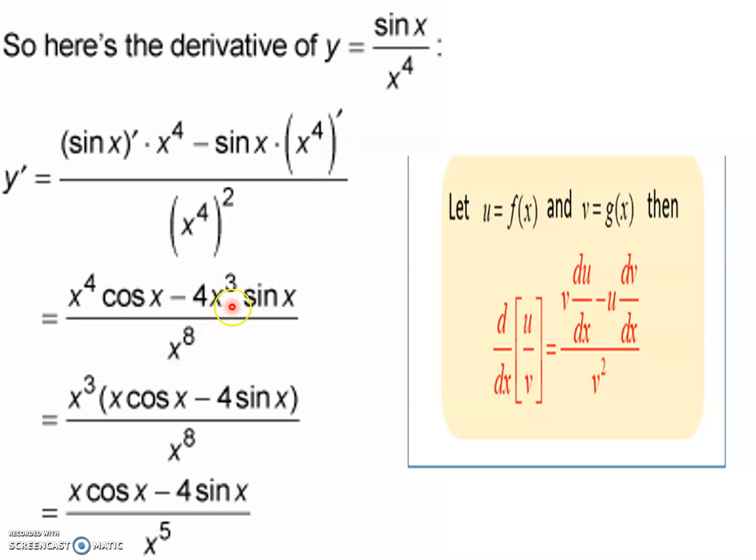We have to simplify. We have to take the x cube common. x cos x minus 4 sin x upon x raised to 8. x cube and 1 x raised to 8, here 5 is remaining. So obviously x cos x minus 4 sin x upon x raised to 5. It is the final answer of y is equal to sin x upon x raised to 4.